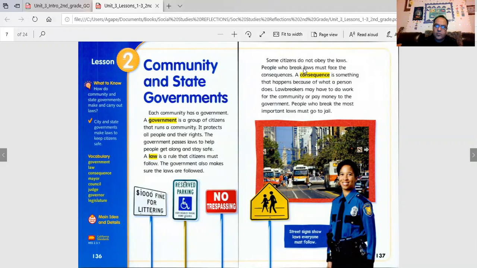Some citizens do not obey the laws. People who break laws must face the consequences. A consequence is something that happens because of what a person does. Lawbreakers may have to do work for the community or pay money to the government. People who break the most important laws must go to jail. And all your rights are taken from you when you break the law.